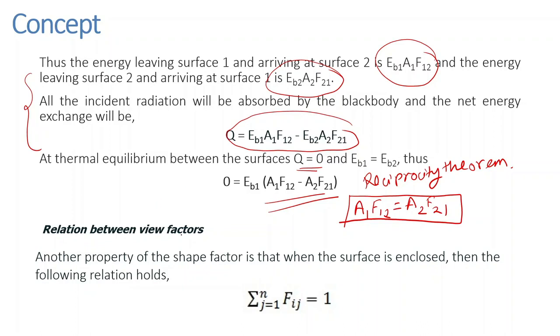Also, there is this relation between the view factors that we need to remember. You can also call this the additivity rule. What this says is the summation of Fij for j equal to 1 to n, for all the surfaces, is equal to 1. So if I have two surfaces, then F11 plus F21 will be equal to 1. Now we will use this reciprocity theorem as well as the additivity rule to solve the question.